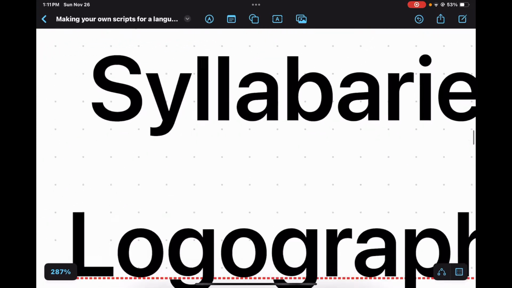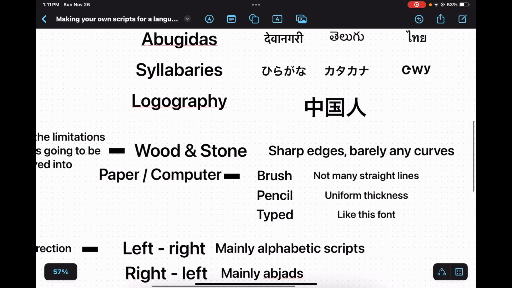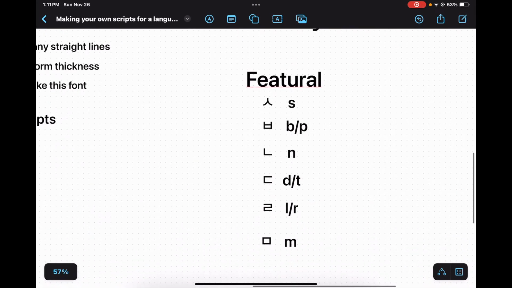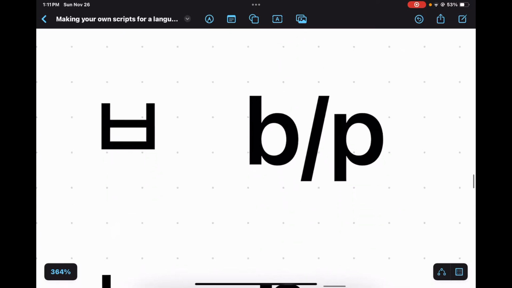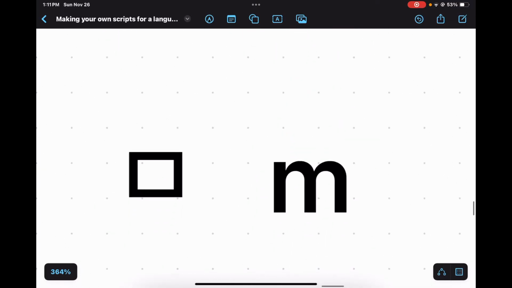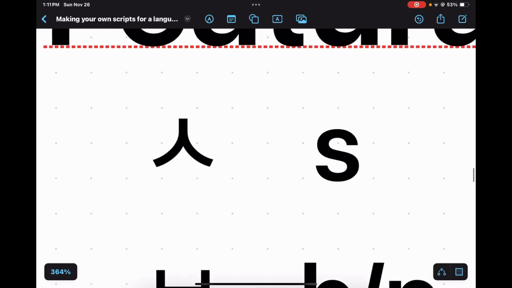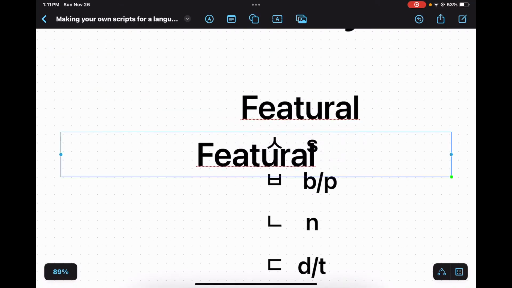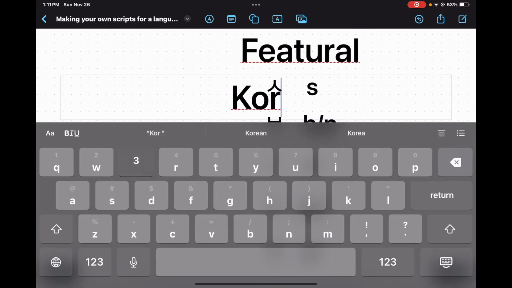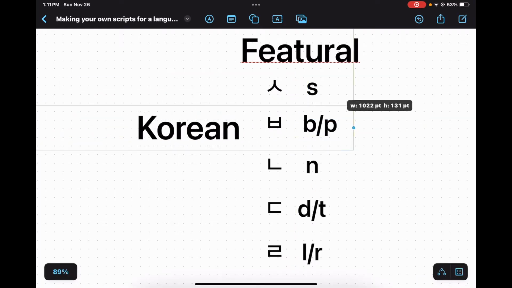And then we can talk about the last phonetic script, which is the featural script. They basically show how the consonant is pronounced. Like the most famous example is Korean, right here.